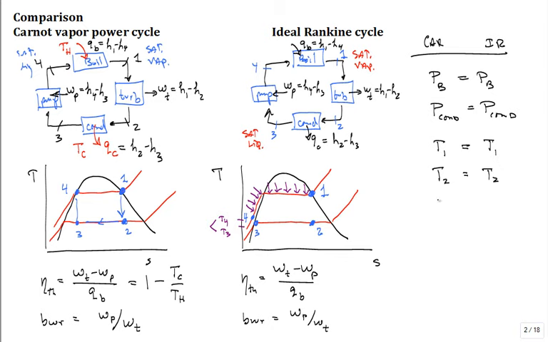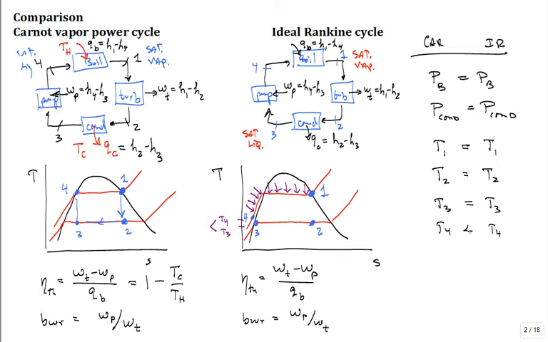And then the temperature at state 3. Greater, equal, less, temperature at state 3? Same. Temperature at state 4, greater, equal, less? It's less. The Carnot is lower temperature. So we got our pressures right. We got our temperatures right. Okay, that's great for comparison.